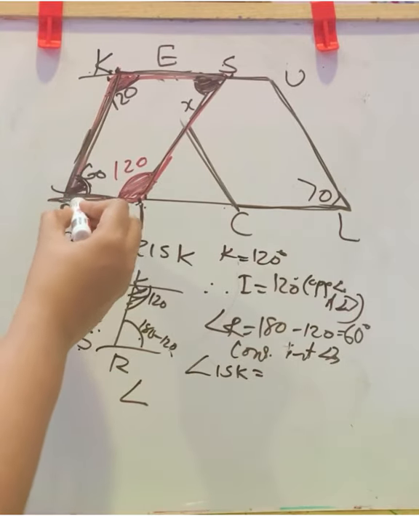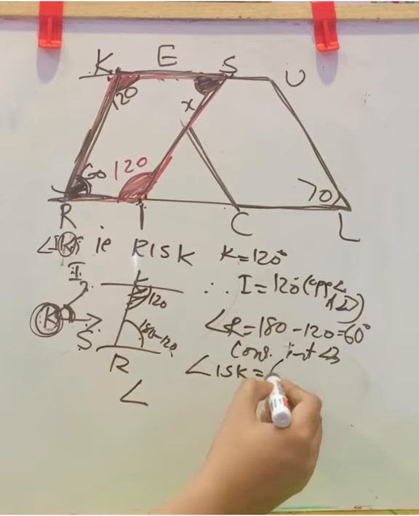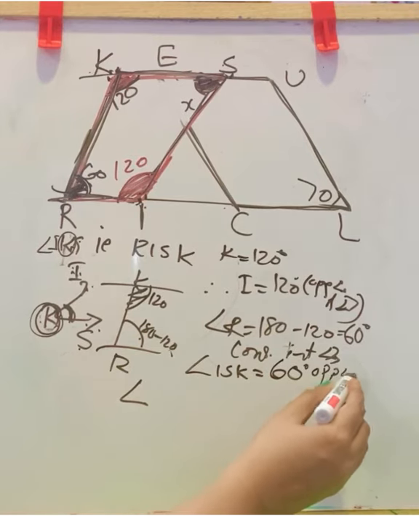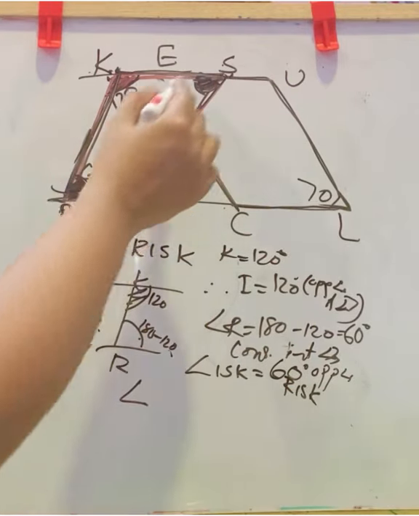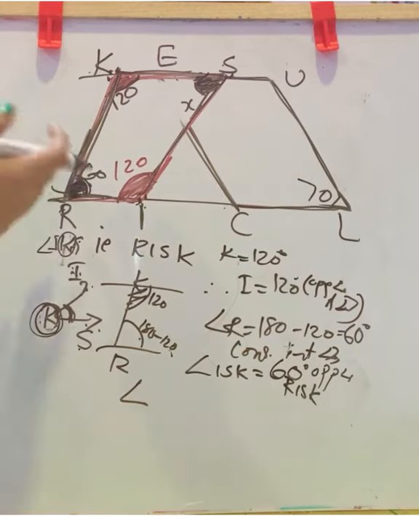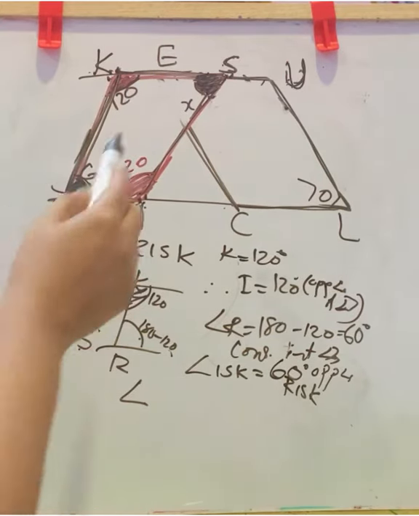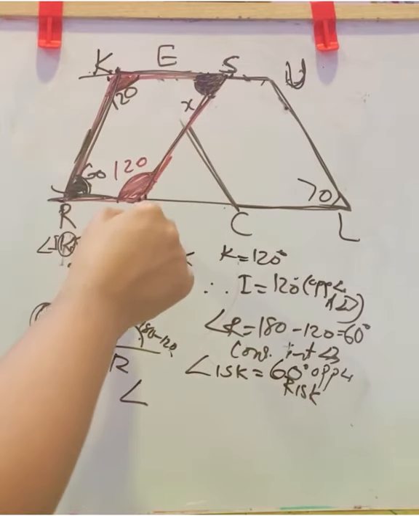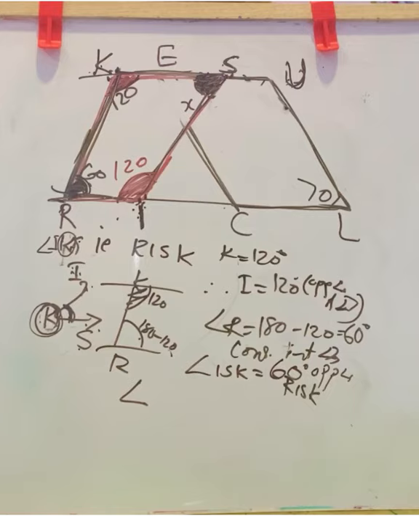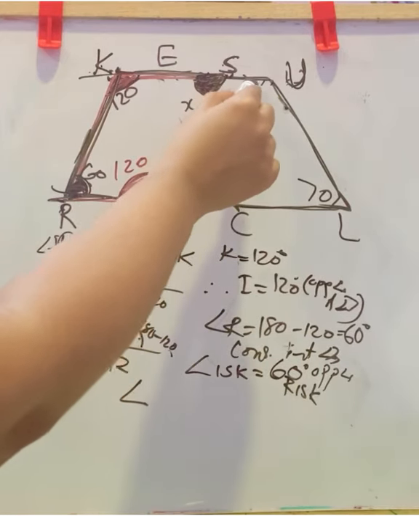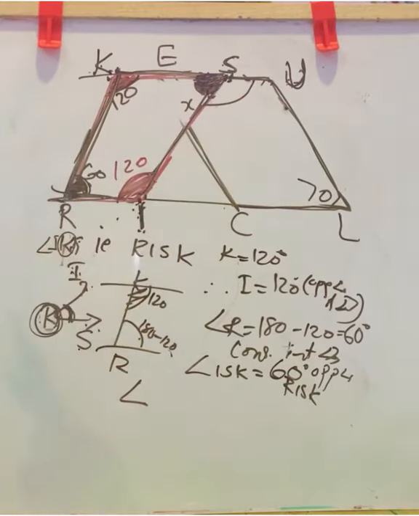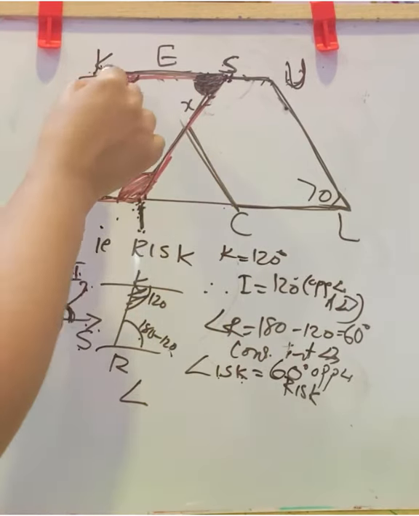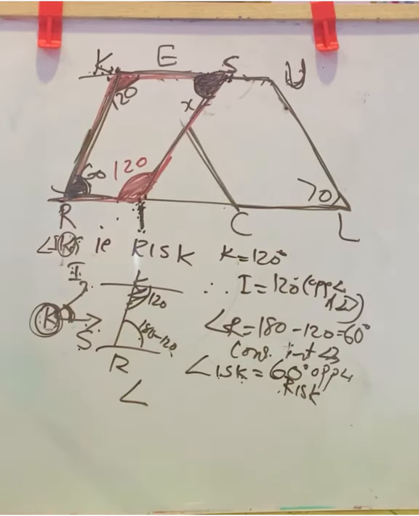That is, angle R is 60. So this angle is ISK. This is also 60, opposite angles of this parallelogram RISK. RISK is a parallelogram. This angle and this angle are opposite angles. If this is 60, this is also 60. Now take this angle as ISK because the arms are I and K, not U and I. If you are taking that angle, you can say the arms are U and I of this S. But we are taking the arms as I and K. So this S is 60.